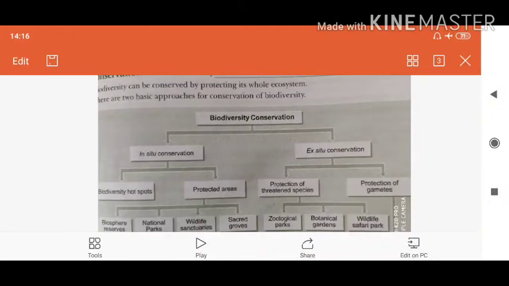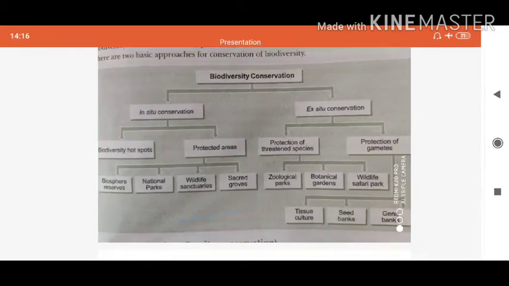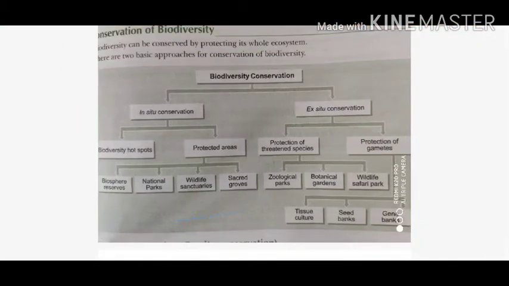Under in situ, what do you have? Biodiversity hotspots. Then you have protected areas. These protected areas can be of four categories. What are they? One is biosphere reserve, second is national parks, third is wildlife sanctuaries, and the fourth is sacred groves. Under ex situ conservation, protection of threatened species. Threatened means the ones which are endangered, very few in number, and can become extinct soon.